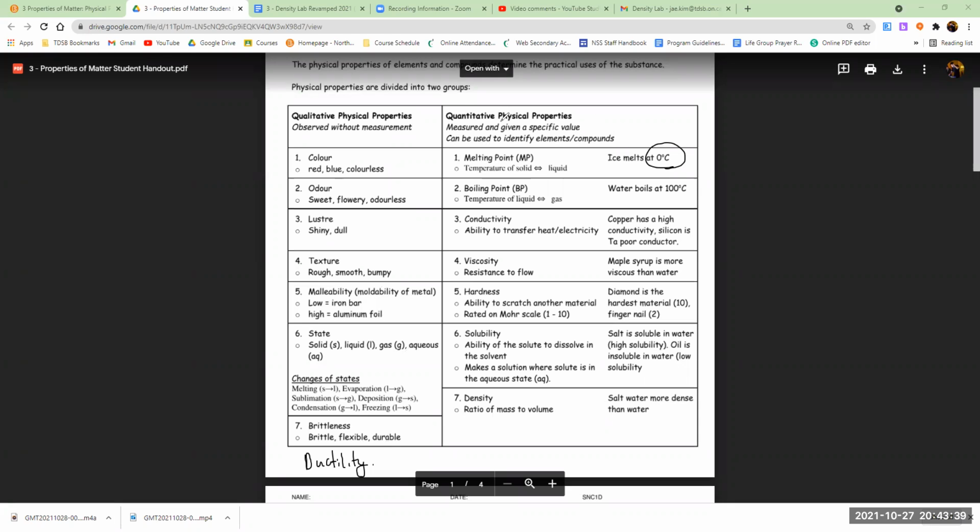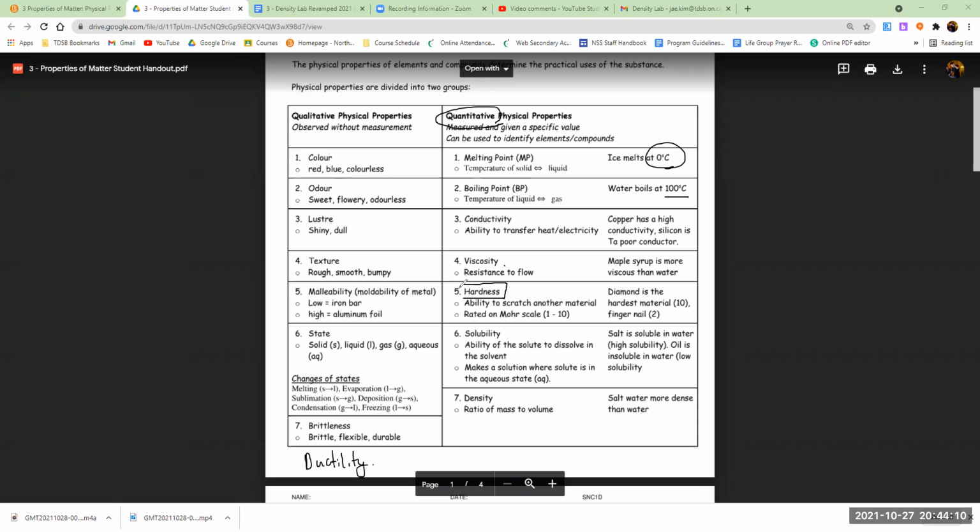Another way you can describe physical properties is by describing them using numbers. And that is what we call a quantitative physical property. Like, for example, water or ice will melt at 0 degrees. Water will freeze at 0 degrees. Boiling point. Water boils at 100 degrees and vapor will condense into water at around 100 degrees. Conductivity is another way we can describe how well something conducts. Viscosity, again, we can put a number to viscosity just as a rough scale.